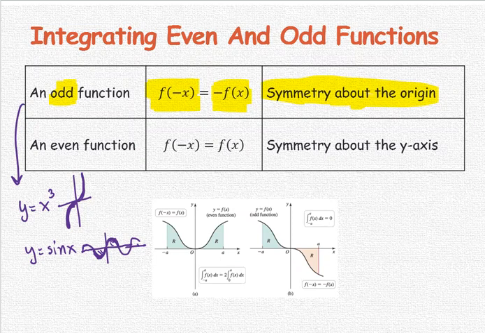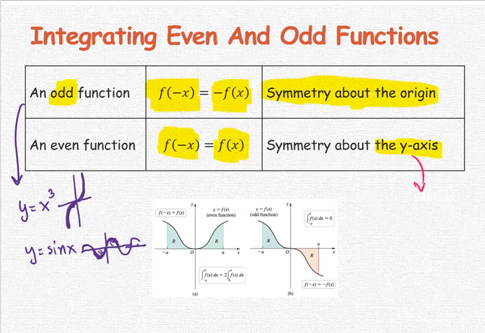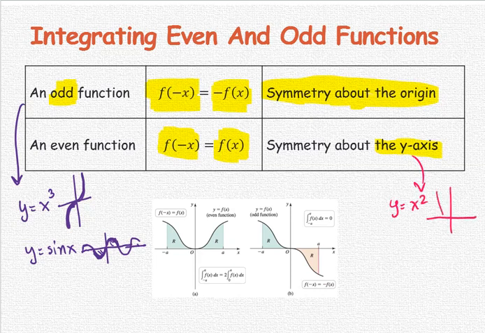For the even function, you test the same way as you test with the odd function. If you replace x with negative x, the function comes out to be exactly the same as the original one. In this case, the graph has symmetry about the y-axis, or it's flipped from the left to the right. The quick example is y equals x squared, the parabola graph. As a parabola, you can see the right portion reflects about the y-axis to have exactly the same as the portion on the left.